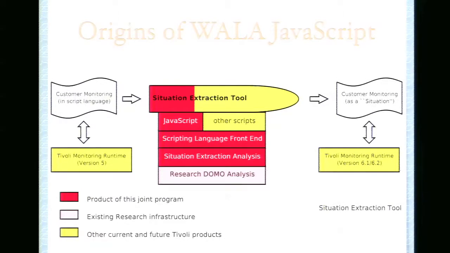And then on top of that, there's this thing called the situation extraction tool. What Tivoli wanted was to look at their old scripts written in JavaScript, run them through a magic tool, and get new scripts that are written for their new version of the Tivoli monitoring product that did not include JavaScript, because it had occurred to somebody that using JavaScript was unnecessary and probably not something that anybody particularly would have been doing if they'd planned it better.